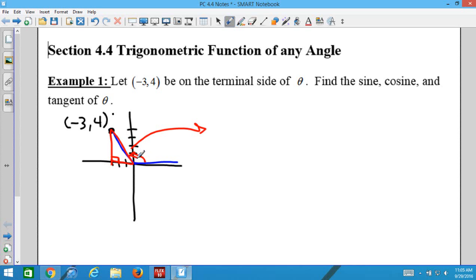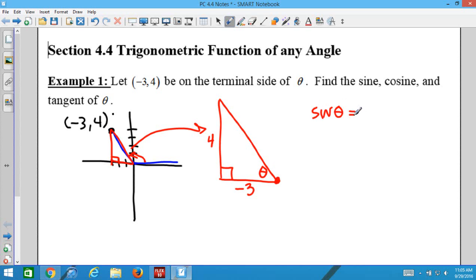Okay. Yeah. So I'm just going to draw my triangle bigger so you can see it from way back in the back. If I'm starting at (0, 0) and I'm going left 3, this one is negative 3, then I'm going up 4, this one's positive 4. My theta is between the terminal side and the x-axis. And then we have to find sine, cosine, and tangent. So this is repeating what we did last class.